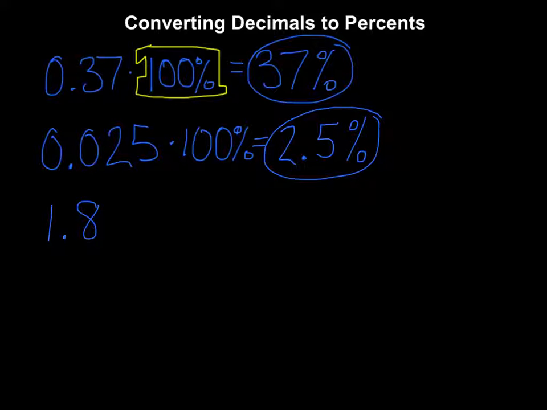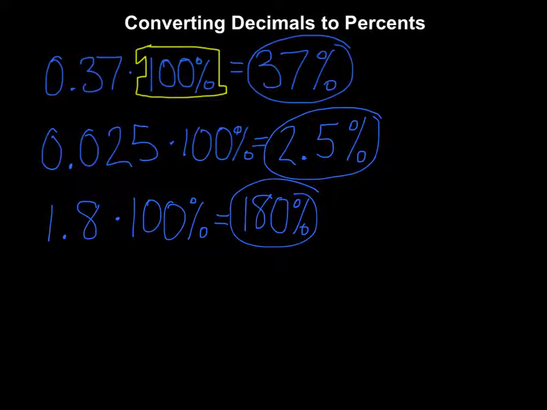Let's do another one. 1.8 times 100%. Again, the decimal will move 2 times, making the number bigger. So once brings it to the other side of that 8, making it 18. And then twice means there'll be an empty space that will fill with a 0. So 1, 8, and a 0 makes 180%.